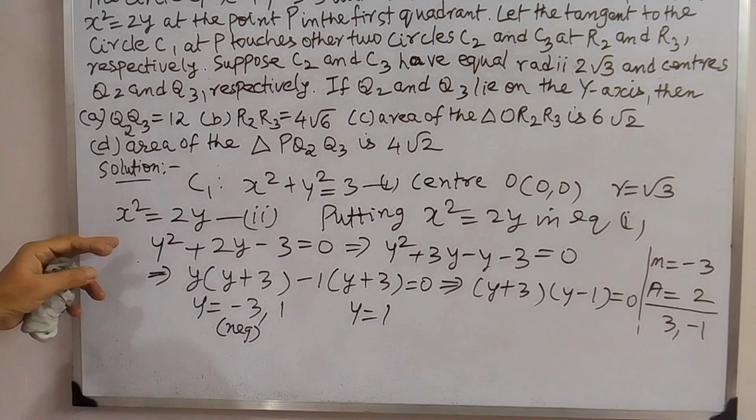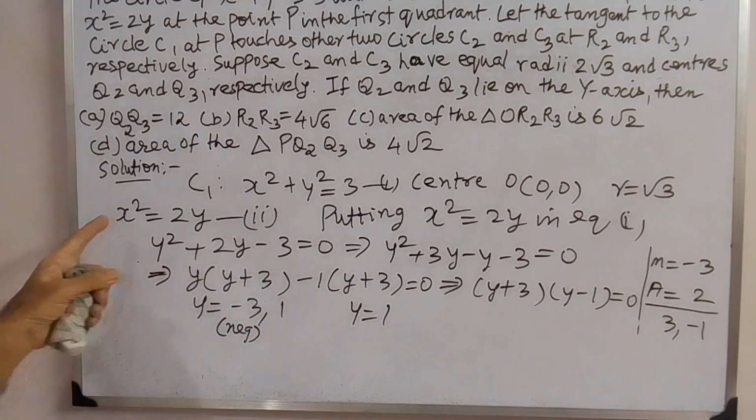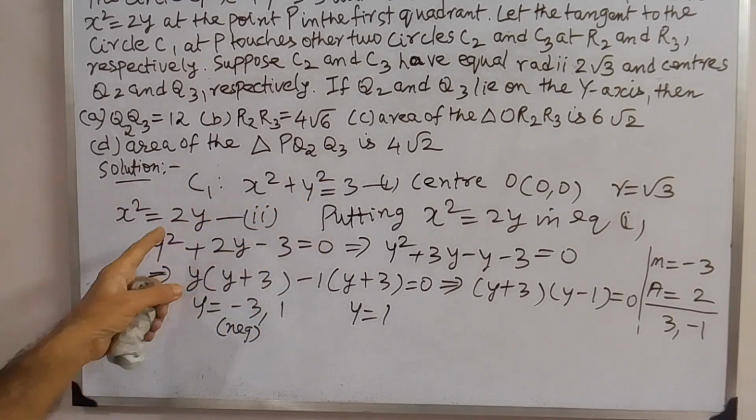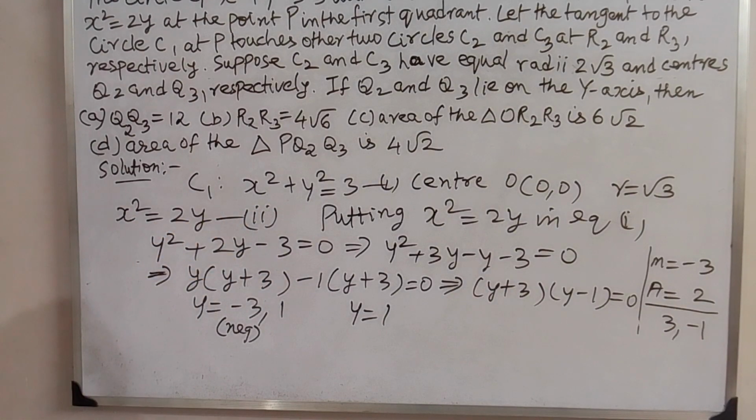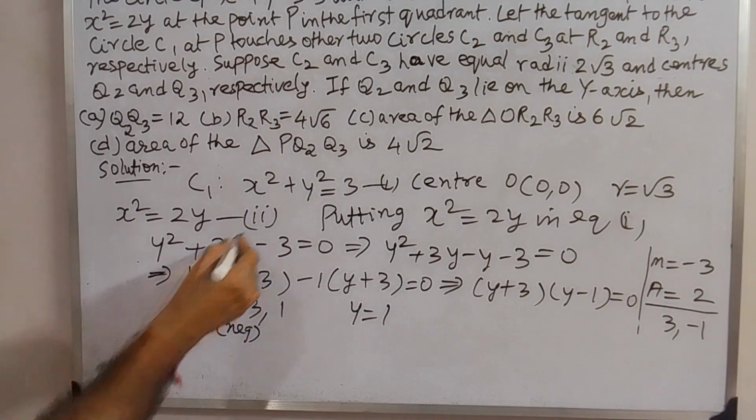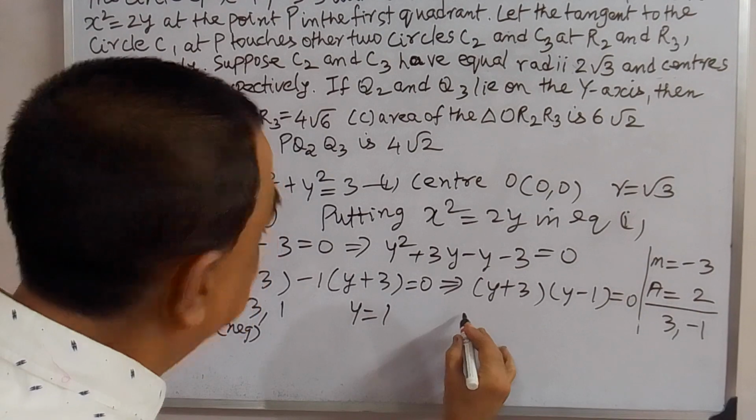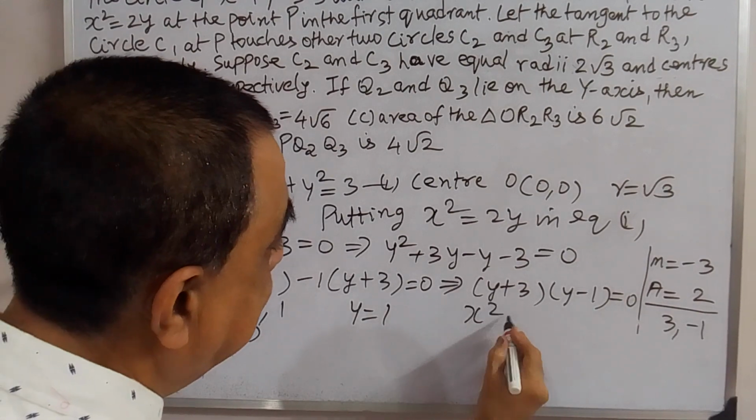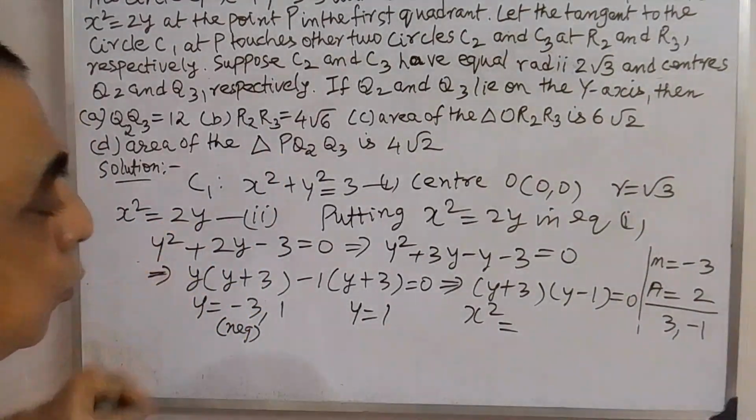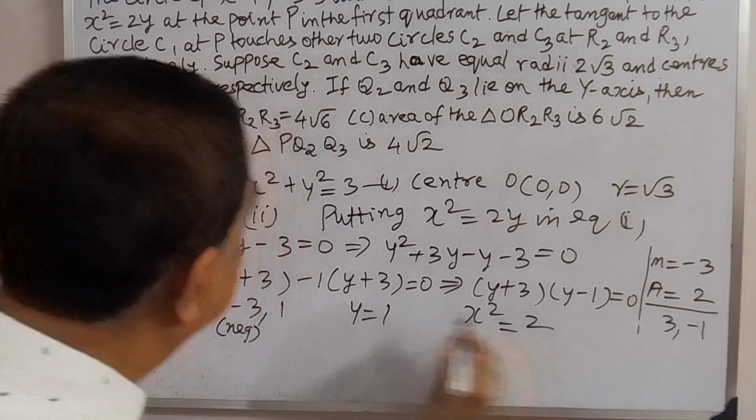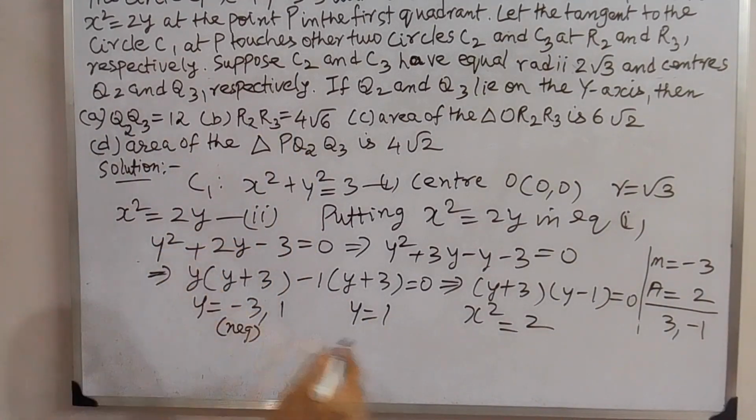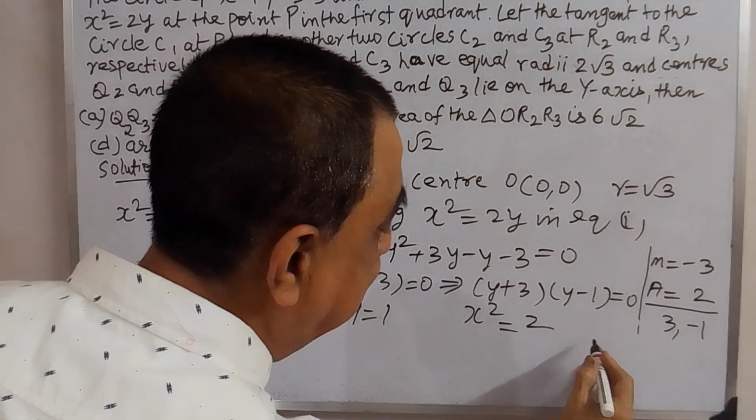Okay. Now how we'll get the value of x? Put the y value 1 in any of the two equations. You will get the value of x. Suppose I am putting the y value in equation 2. Okay. So what I will get? x squared is equal to 2 into y, that is 2. Okay, because y is 1, so 2 into 1 will be 2. So x squared value is 2.